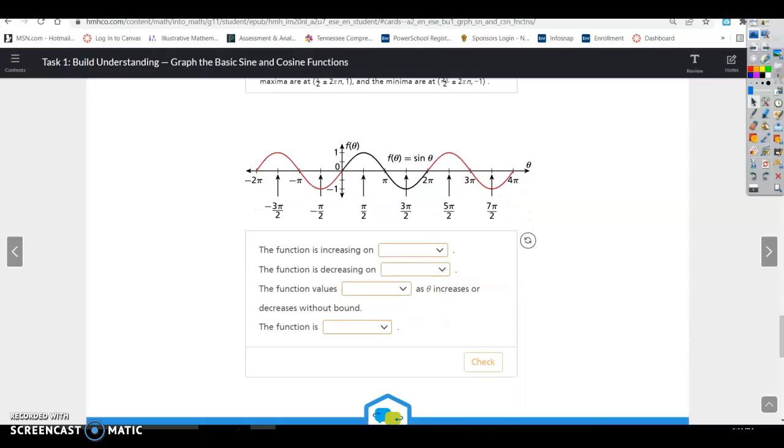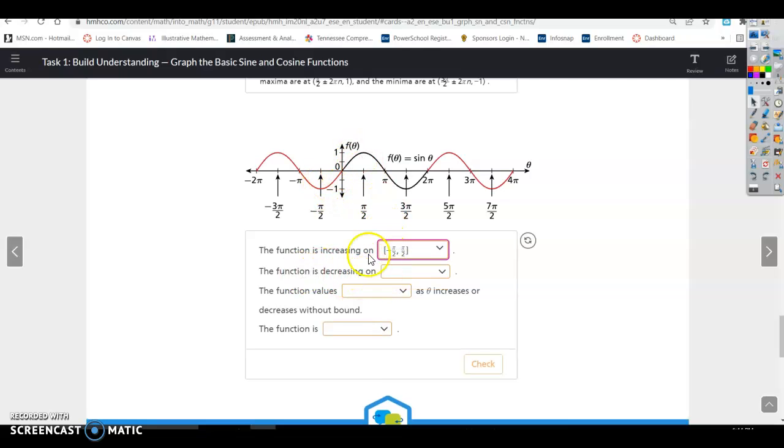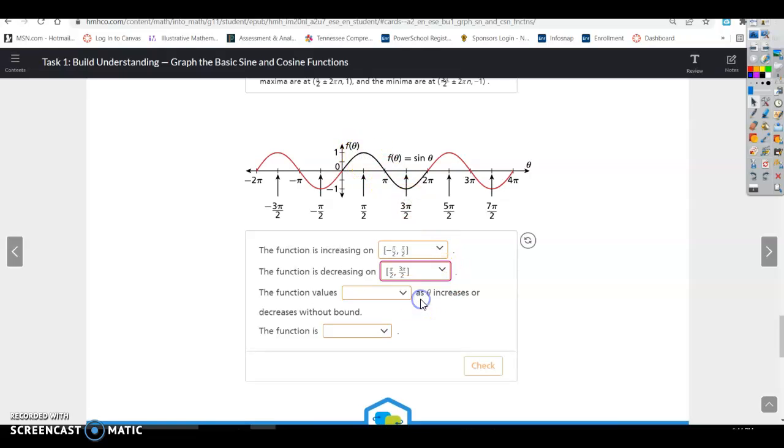All right, so then it says the function is increasing on. Increasing, remember, goes from left to right. It's going uphill. And decreasing means from left to right, it's going downhill. So the function is increasing on negative pi over 2 to pi over 2. So we're going from here to here. On our x values, it is increasing. And the function is decreasing from pi over 2 to 3 pi over 2.